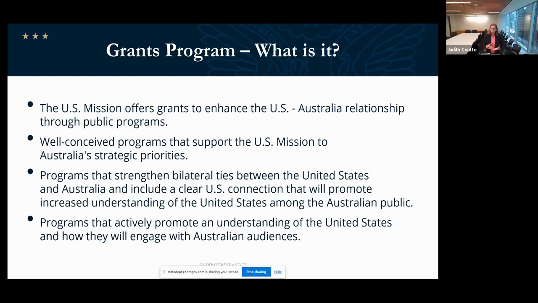Ultimately, all of the programs we fund need to strengthen bilateral ties between the US and Australia, and they need to have a clear connection to the United States. That can be thematically or by participation with US participants or experts, or it can be with the subject matter that your program covers. And fundamentally, we are trying to increase an understanding of the United States in Australia so that our two countries can work more closely together.